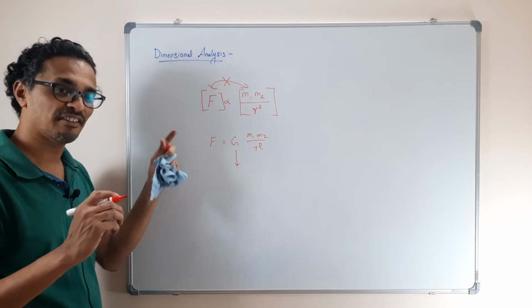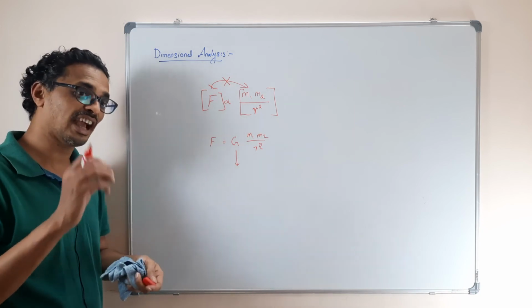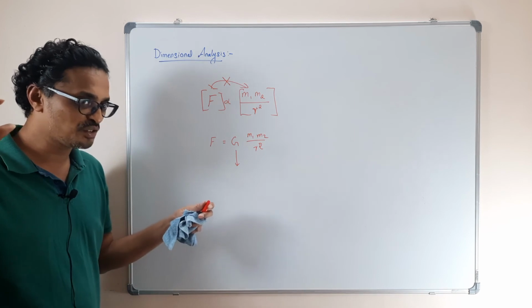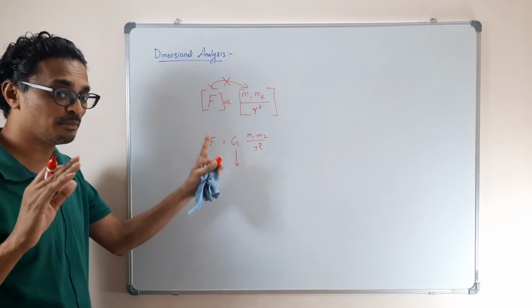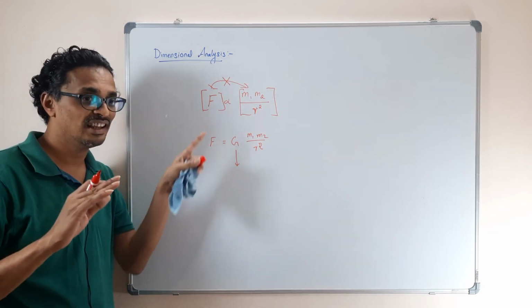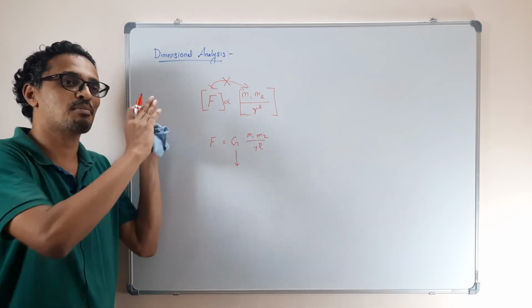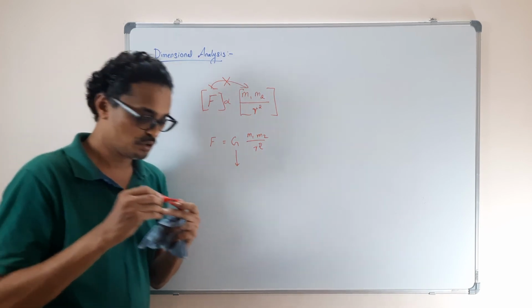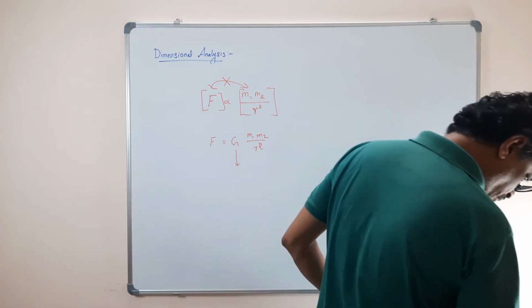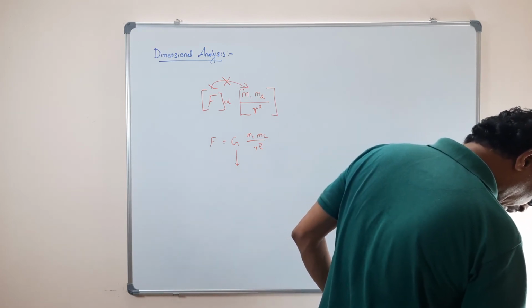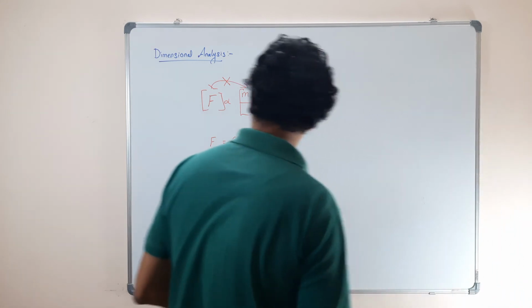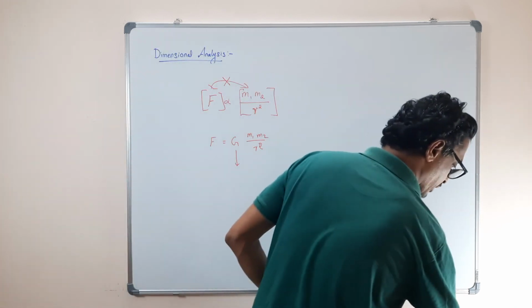Once this proportionality constant has a dimension, you can't use dimensional analysis. Dimensional analysis can be done only when the proportionality constant is dimensionless, like in our problem of a simple pendulum. Okay, so this is the other one. And that's another thing. I wrote that equation already, and that will be interesting.